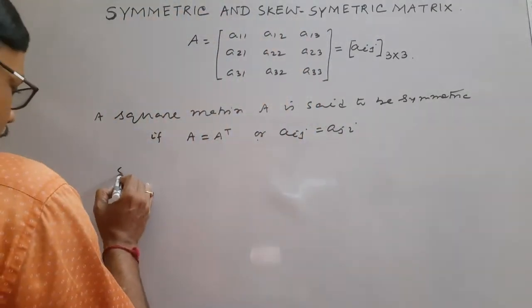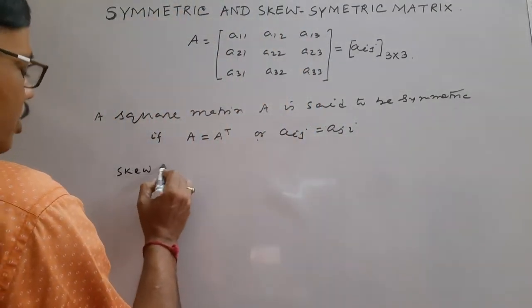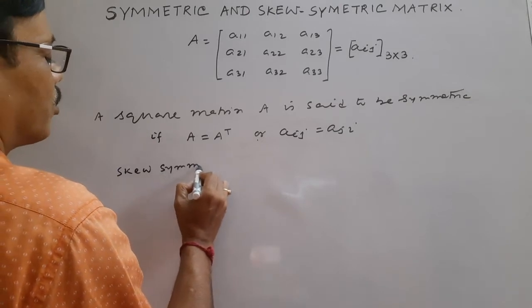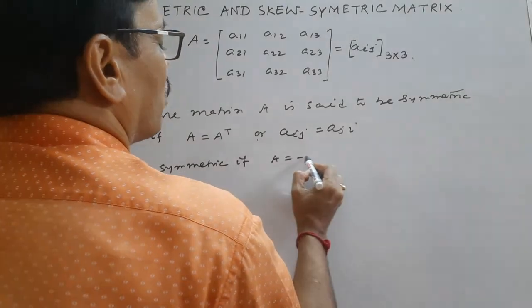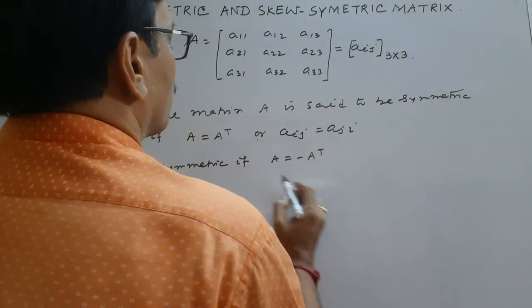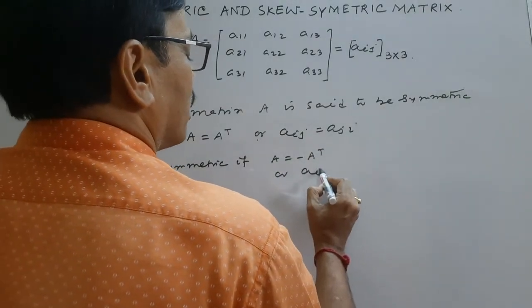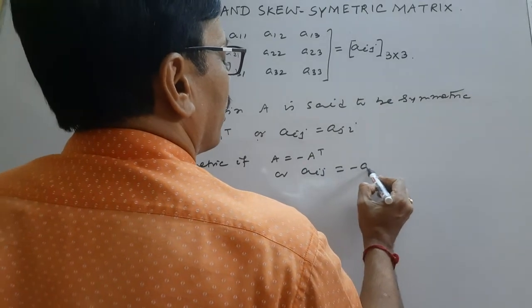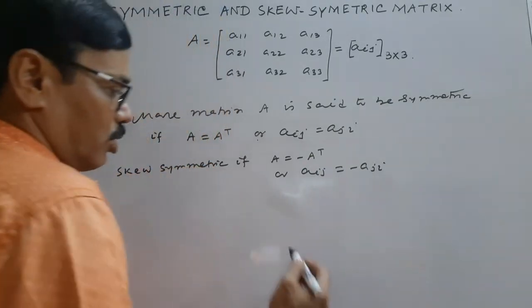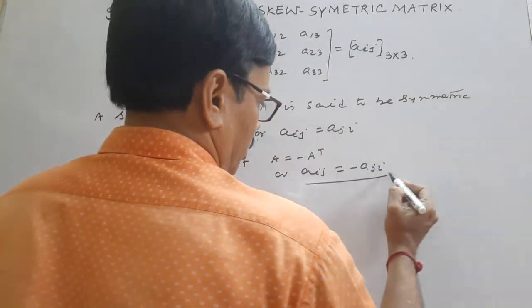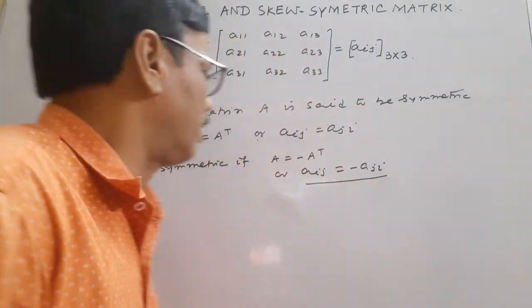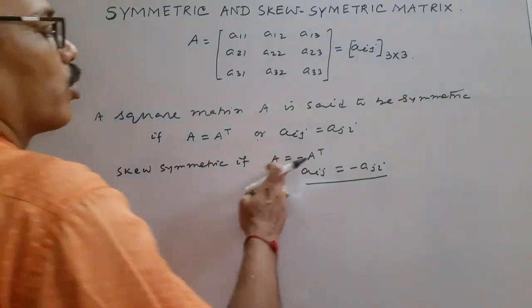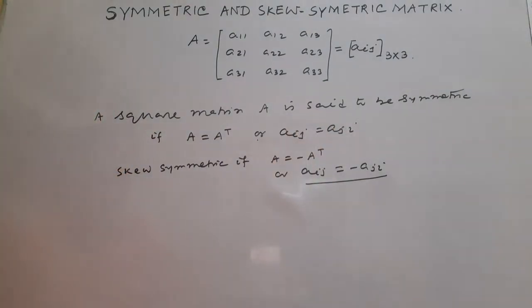And skew symmetric if A equals to minus A transpose, or Aij equals to minus Aji. So this is the alternative definition. I am discussing later A equals to minus A transpose.